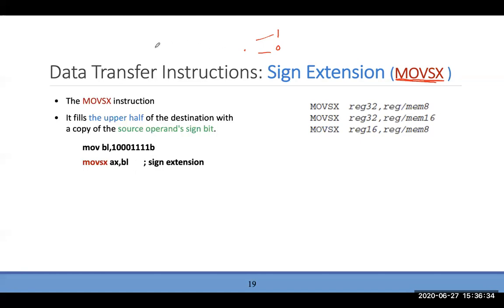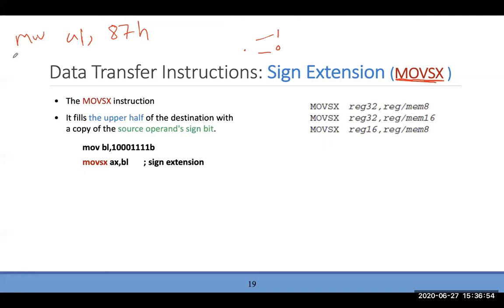In MOVZX, we always extend with zeros. In MOVSX, it depends. There's an if statement: what is the most significant bit? If it's 1, extend with 1, okay? Let me give you this number, 87 hexadecimal. Just imagine that this is AL, okay?